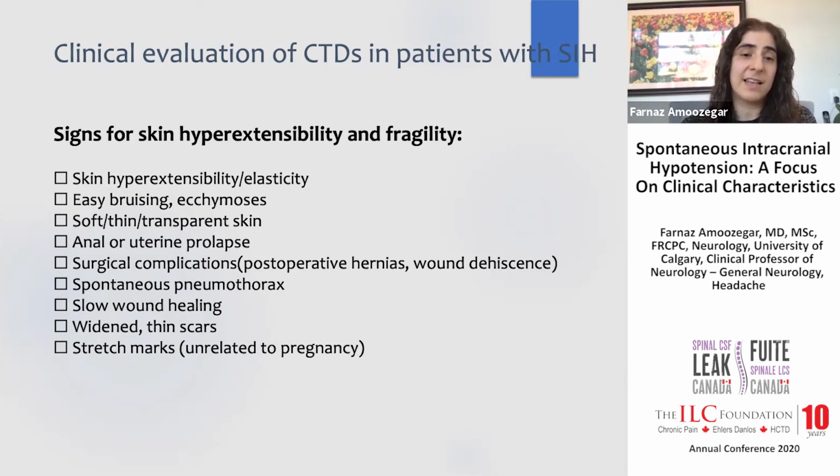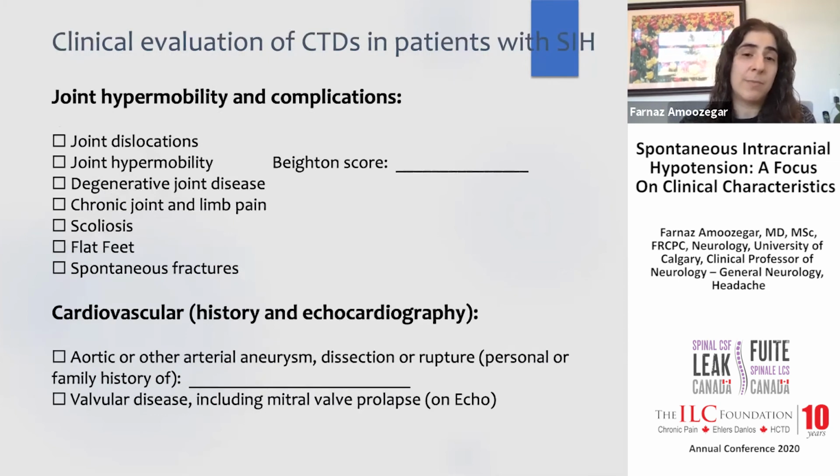So looking at things like elasticity, bruising, transparent skin, uterine prolapse in female patients, previous surgical complications, spontaneous pneumothorax, and other things. And then also to look at joint hypermobility and complications of that, such as joint dislocations, hypermobility of the joints, chronic joint and limb pain, scoliosis, etc. And there is something called the Beighton score, and I have a slide on that to show you what that is, but that can also be quite helpful in determining if patients have joint hypermobility.